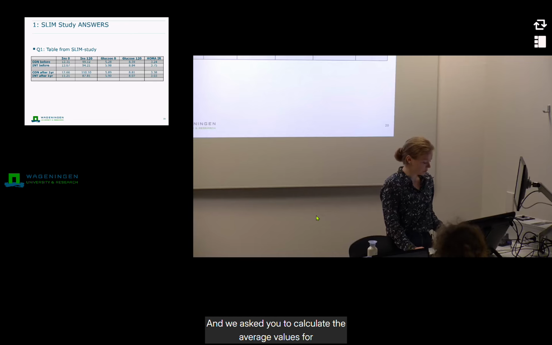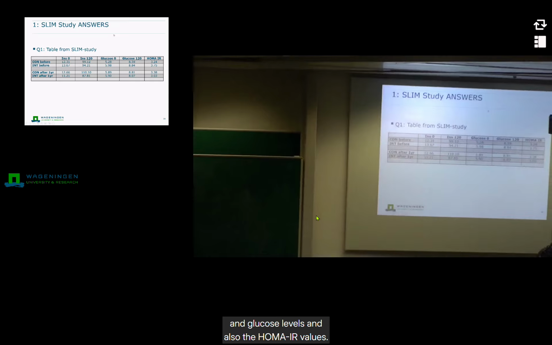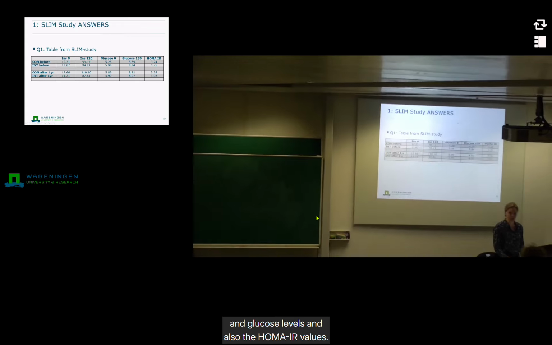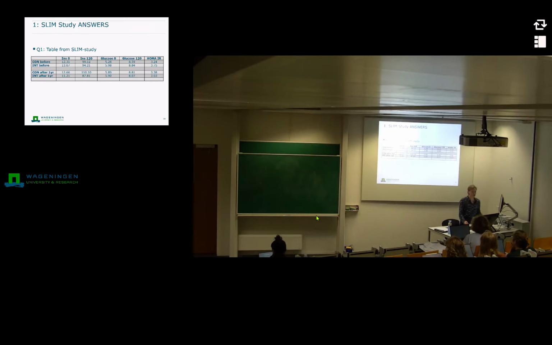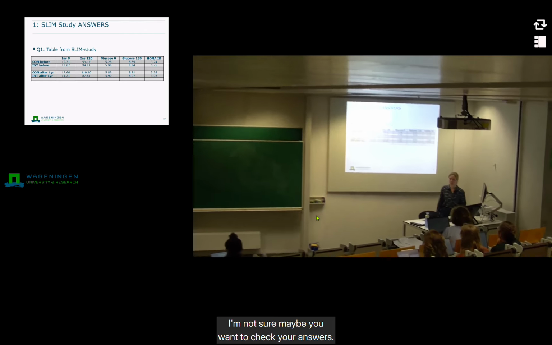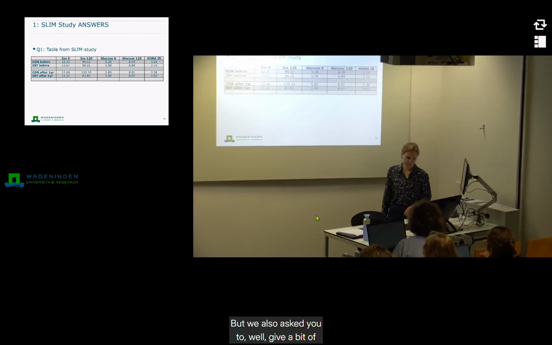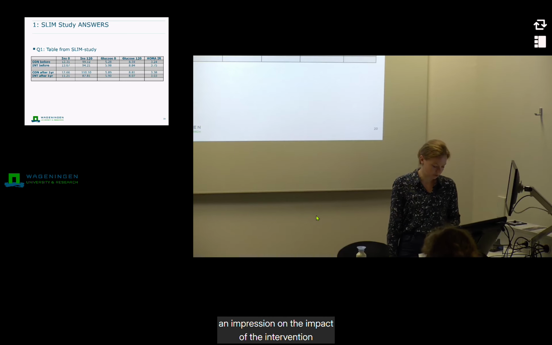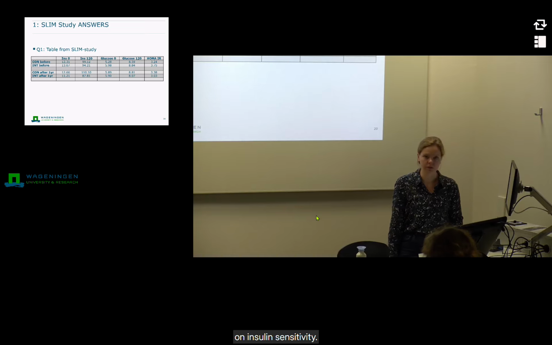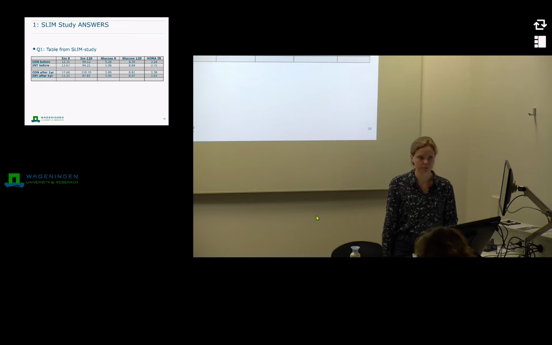And we asked you to calculate the average values for the different parameters that were given, such as the fasting insulin and glucose levels, and also the HOMA-IR values. Maybe you want to check your answers. But we also asked you to give an impression of the impact of the intervention on insulin sensitivity. I'm not sure if anyone wants to share something about that.